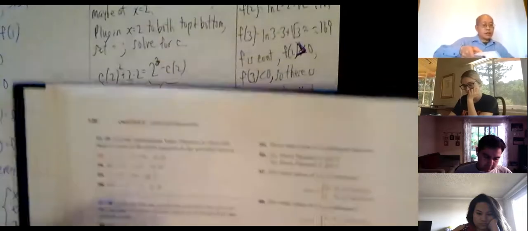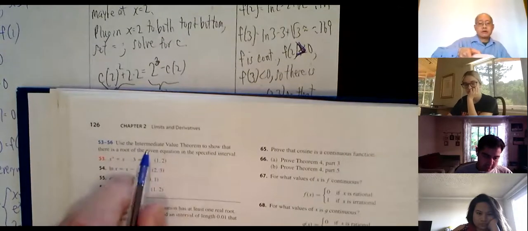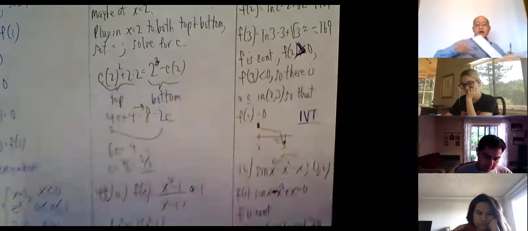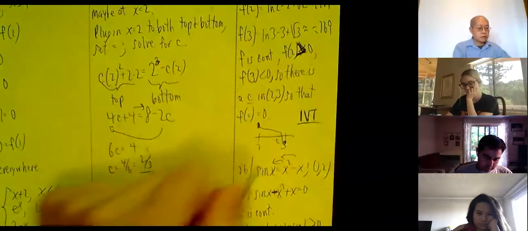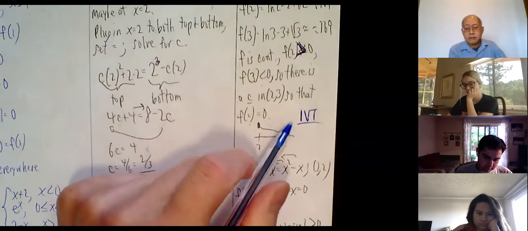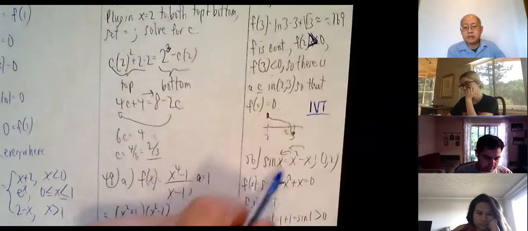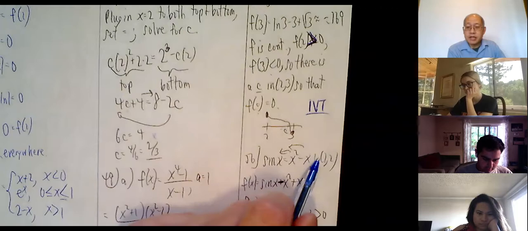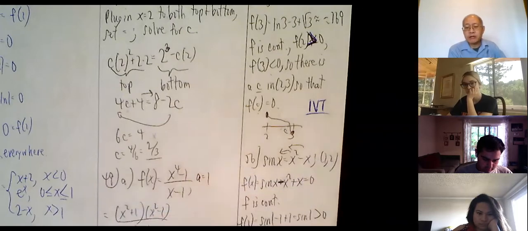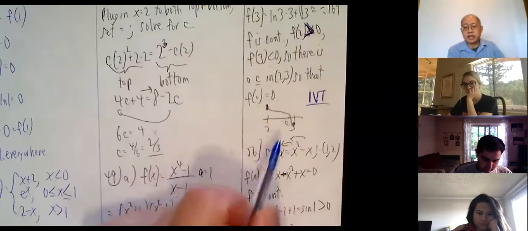Okay, so intermediate value theorem, IVT. So the strategy is put everything on one side, set it equal to 0, plug in the left endpoint, plug in the right endpoint, and just show that they're different signs.